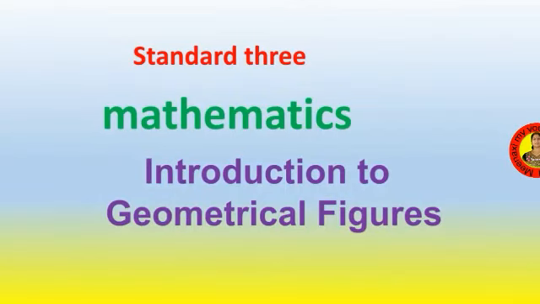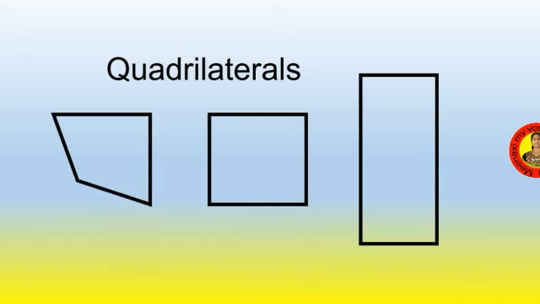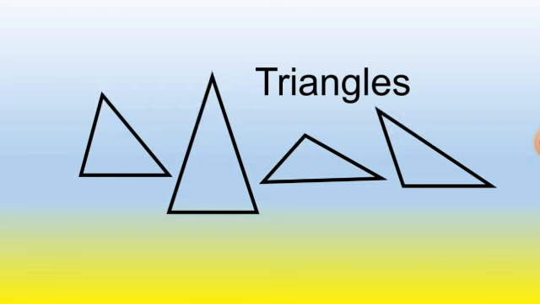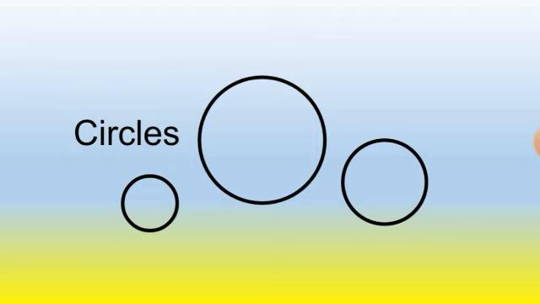Standard 3 Mathematics, Introduction to Geometrical Figures. Now students, start. These are quadrilaterals. It has 4 sides and 4 corners. These are triangles. It has 3 edges and 3 corners. These are circles. It has no corners and no edges.